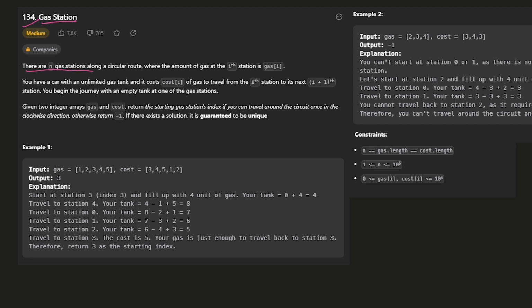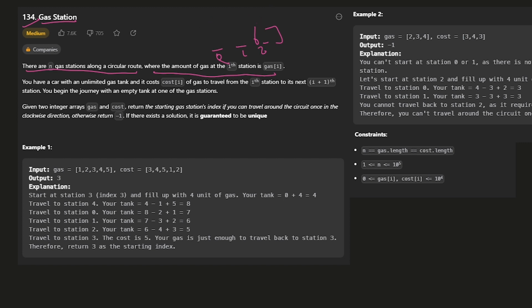There are n gas stations along a circular route where the amount of gas at the i-th station is gas[i]. That means we are given an array and in that array we will have some values that are nothing but gas. So let's say here 2, 4 and 6, and that index 0, 1 and 2 is nothing but the station. Here at index 0, that means at station 0, we have 2 amount of gas. Here at the first station we have 4 amount and here at the second station we have 6 amount, right?